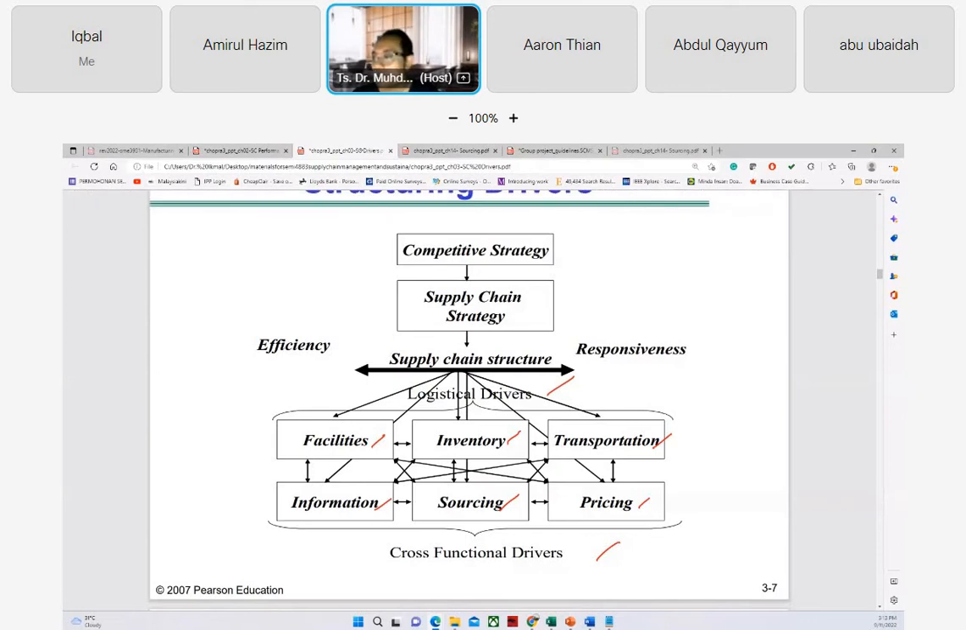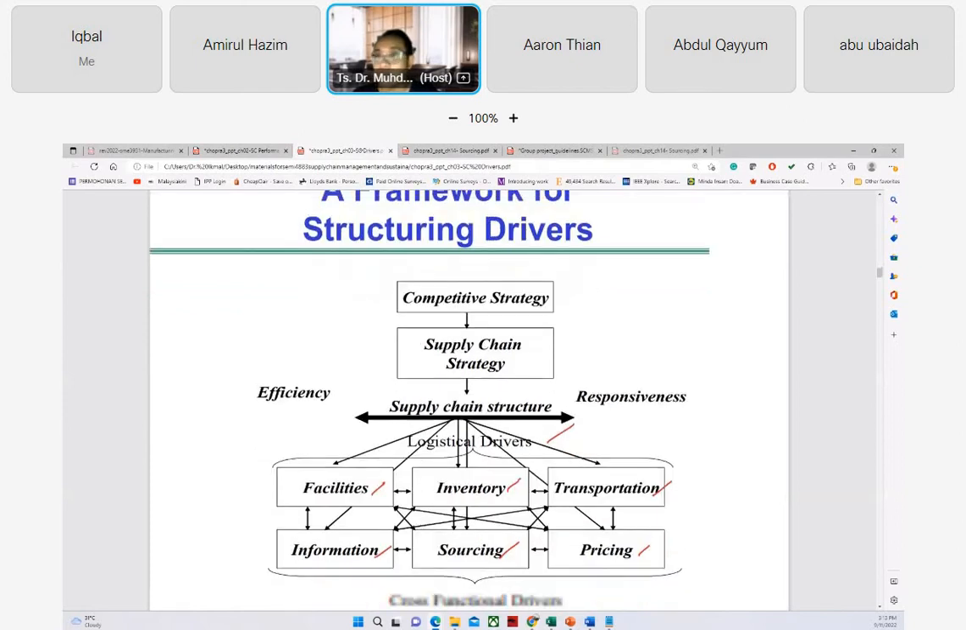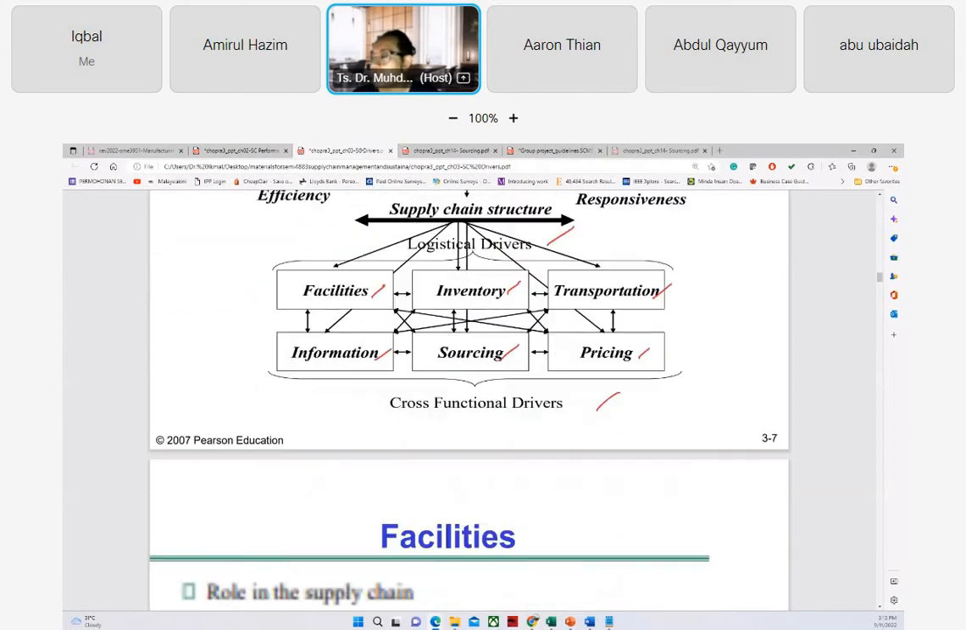So the thing is, those drivers, logistical and cross-functional drivers, sometimes not only cross each other, but also sometimes cross into the entire system. So that makes achieving the performance quite challenging. Okay, we are going to learn about the obstacle.